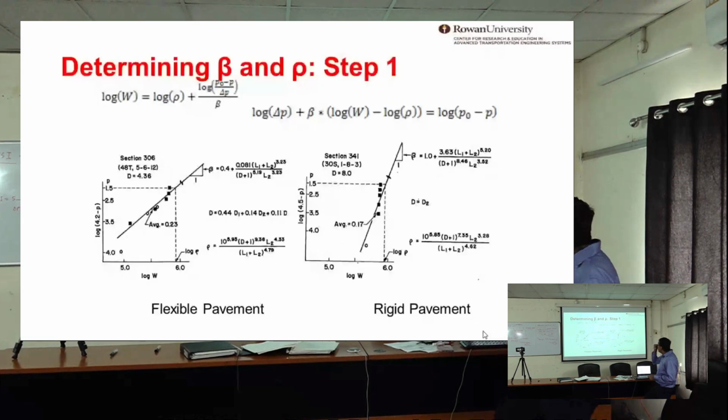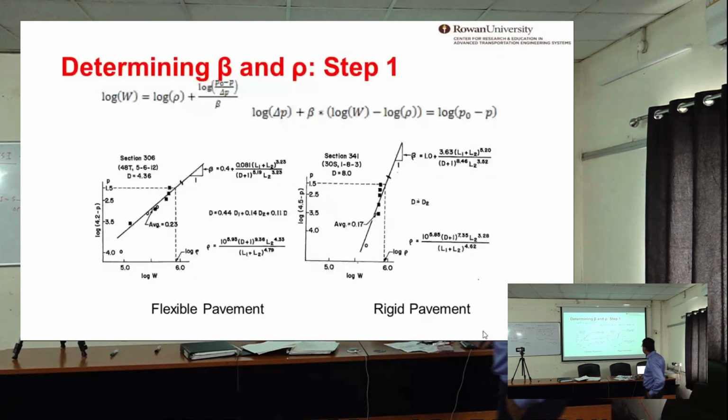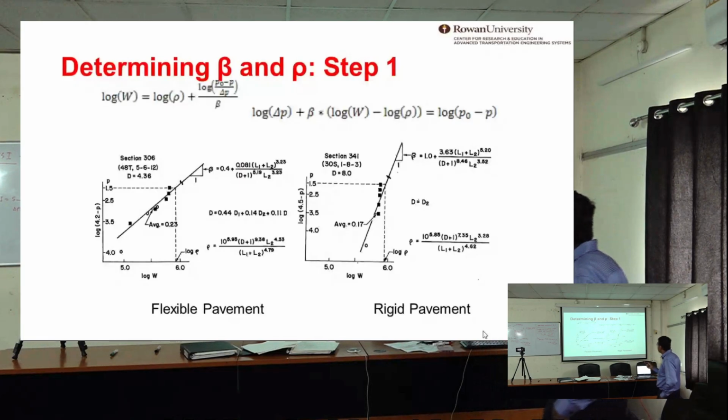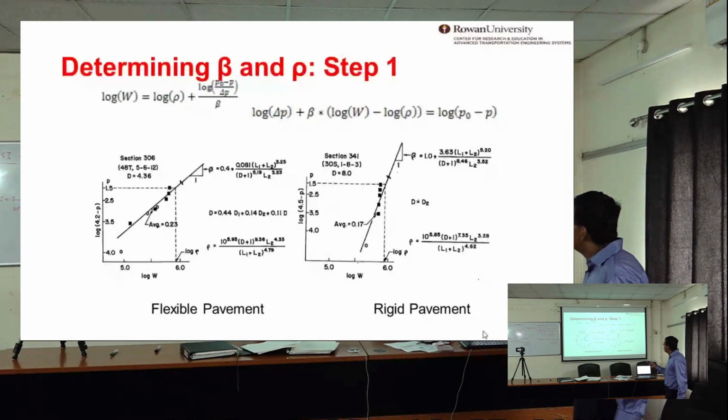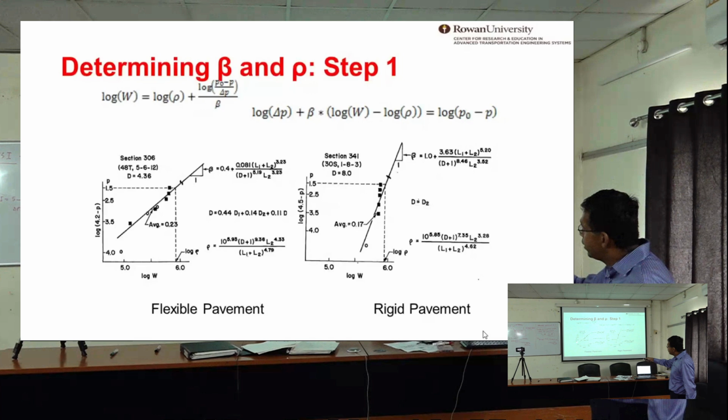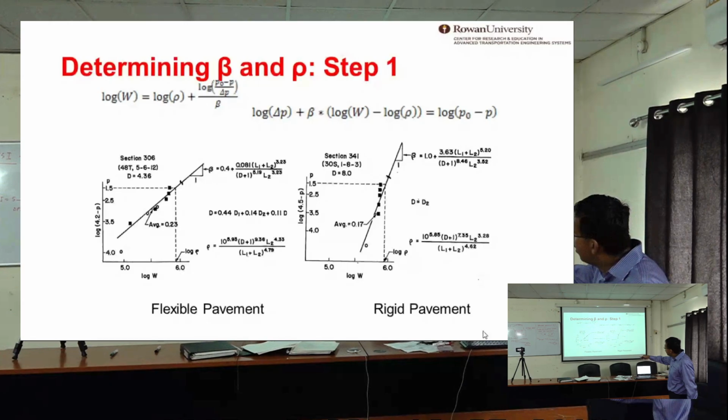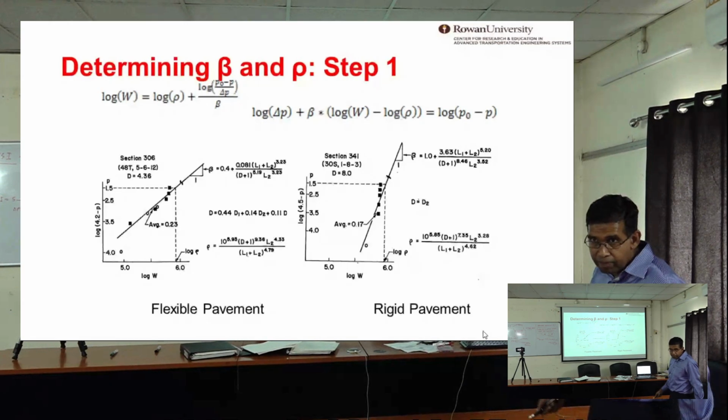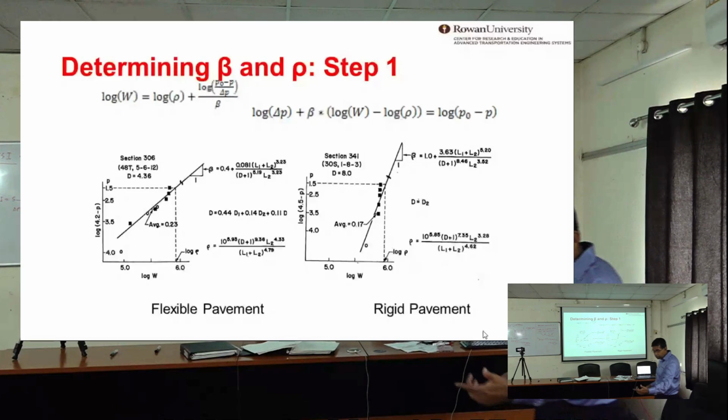Next one, determining beta and rho. Step number 1. How do you determine the functions? That's the equation. Log of the rho minus the drop from P0 to P at any point. So right here, the y-axis is starting from 4.2 minus P. As the traffic goes up, since it's a subtraction, the PSI is dropping. It's 4.2 minus, so it's dropping. And you can see that's your equation right here.